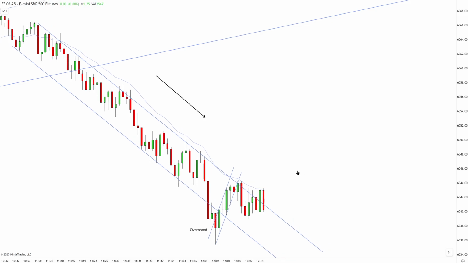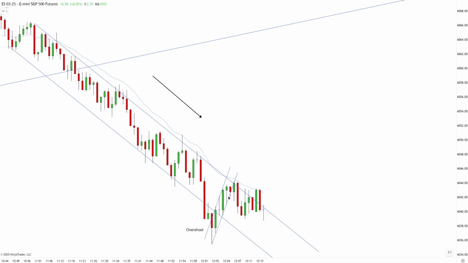Okay, we can't take anything here. This was an interesting setup. This is new low, first entry short, pullback, second entry short here. So here was the second entry short.